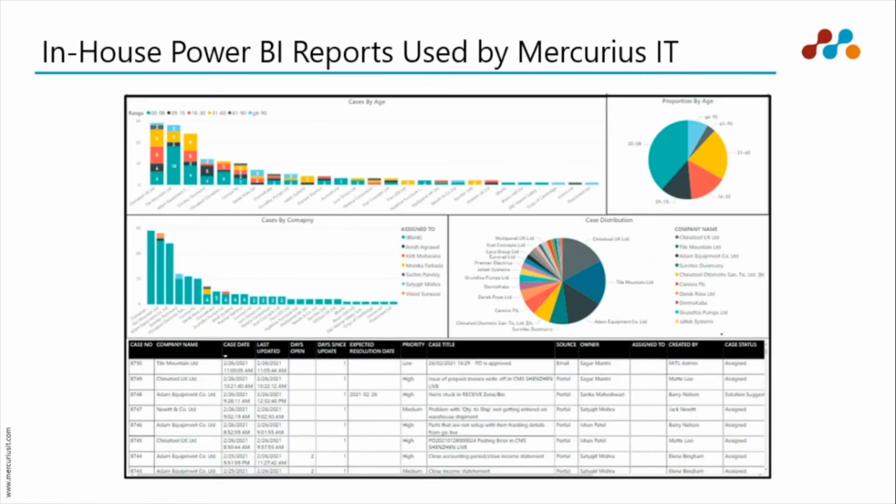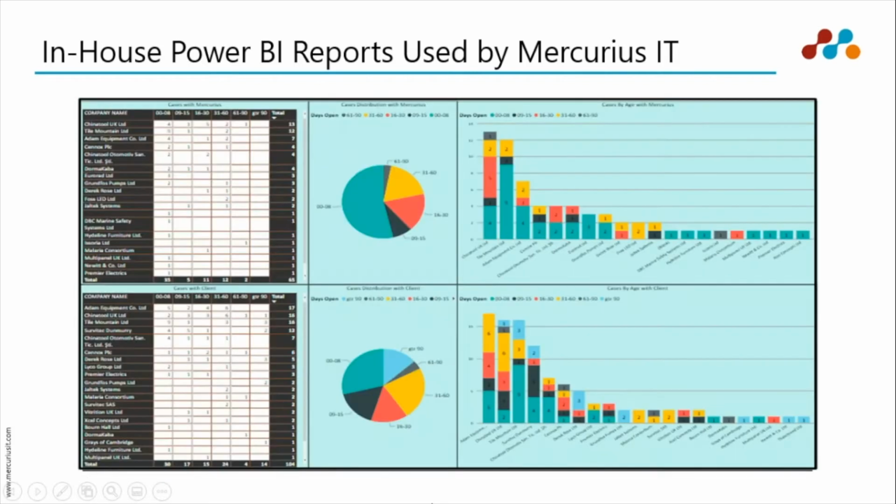This particular slide shows the in-house Power BI reports used by Mercurius IT. For building this particular report, we've connected to the Dynamics 365 Customer Service module. So this report basically shows all the cases by age, by company, by distribution. We have stacked column charts, we have pie charts. We can also represent the data in a tabular format. We can apply different themes. Like you can see, we can apply different formats, which are more readable and relevant to the data.